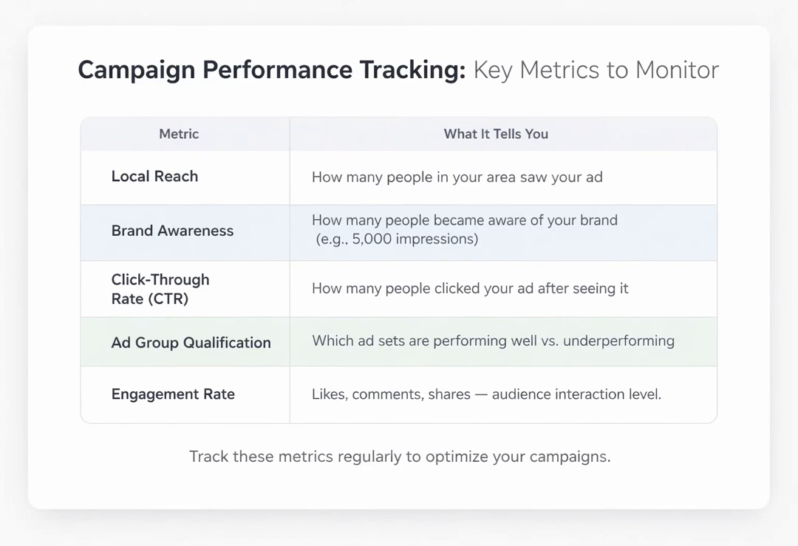Once your ads are running, you need to track their performance, and there are specific metrics you should be monitoring. First, local reach. This tells you how many people in your target area actually saw your ad. Second, brand awareness. For example, if your campaign generated 5,000 impressions, that means 5,000 people were exposed to your brand. Third, click-through rate, or CTR. This tells you what percentage of people who saw your ad actually clicked on it. A higher CTR means your ad is resonating.